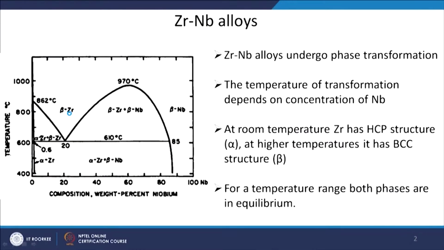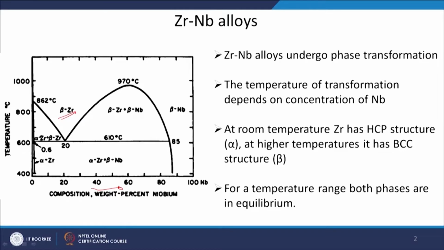There is a phase diagram shown here for zirconium niobium alloys. Niobium weight percent increases in this direction, and on the y axis you have temperature. It has two different phases: the alpha phase, which is stable below 600 degrees Celsius and has an HCP structure, that means hexagonal close pack structure, and the beta zirconium, which is stable at higher temperatures and has a body centered cubic BCC structure.